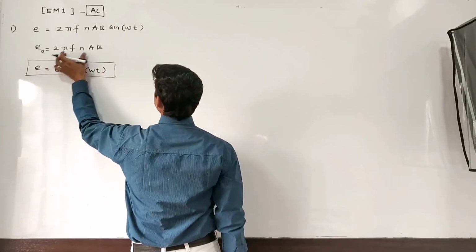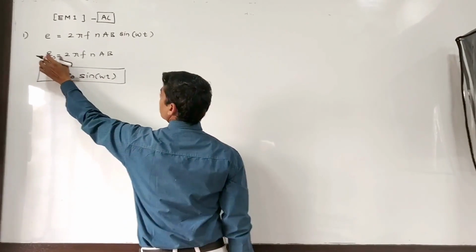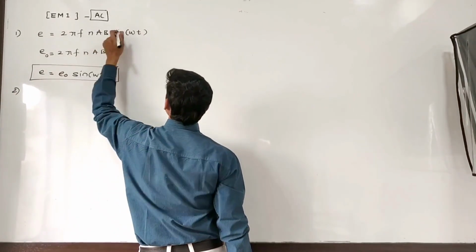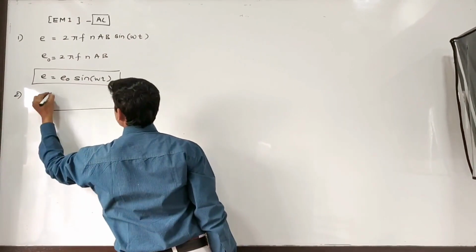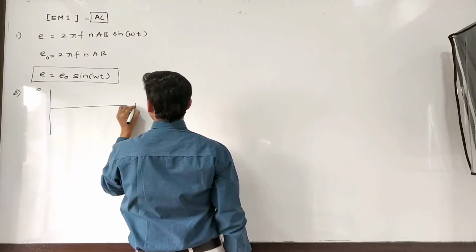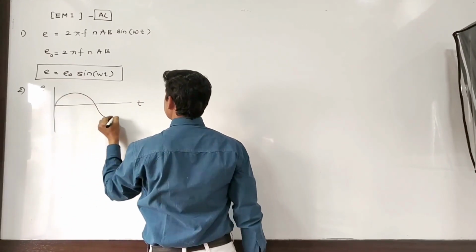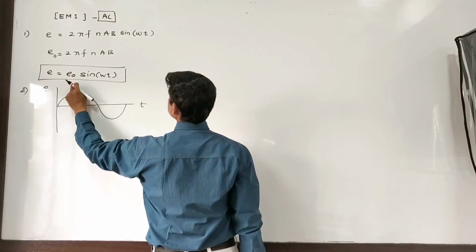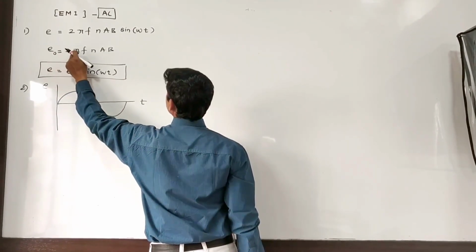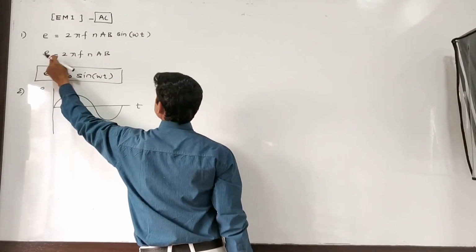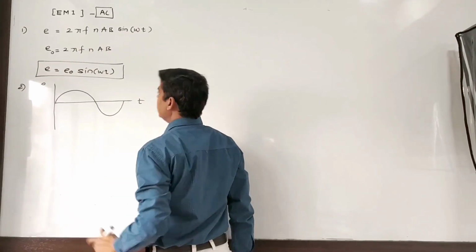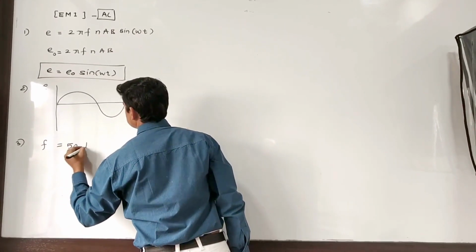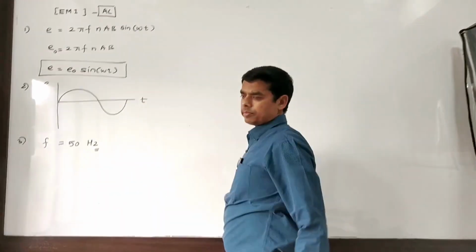Now 2 pi f NAB is called the peak value of EMF, and whenever we consider induced EMF, it is a function of sine, and as it is a function of sine, its variation with time will show us a sinusoidal curve. From this equation, again, E0 is equal to 2 pi f NAB, that is, induced EMF depends on the frequency of AC. In India, the frequency of AC is 50 Hertz. This is very, very important.